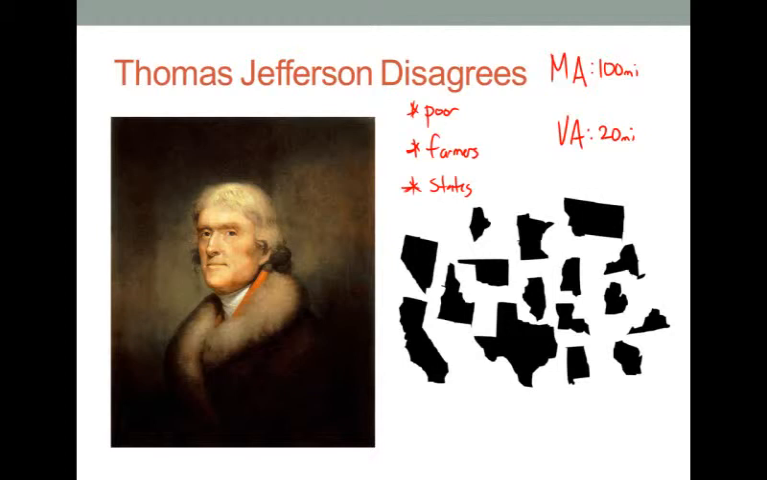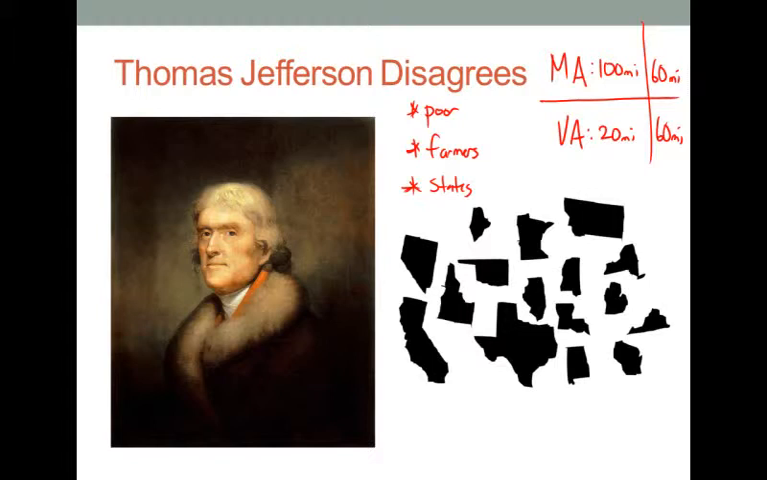So if we go with funding at par, or if we go with assumption, what's going to happen is that Massachusetts and Virginia's debt will be combined. And now, how much will Massachusetts have to pay? 60. And how much will Virginia have to pay? 60.